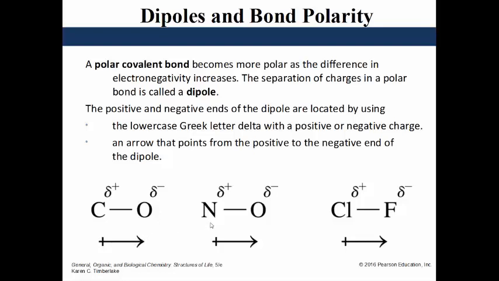Same thing with nitrogen and oxygen. When these two form a bond together, the oxygen side will be much more negative compared to the nitrogen side. So positive for here, negative for here, and the arrow going toward the O. And when chlorine and fluorine get together, the fluorine side is going to be much more negative, and the chlorine side will be much more positive, with the arrow going toward the negative end of the dipole, or the fluorine.